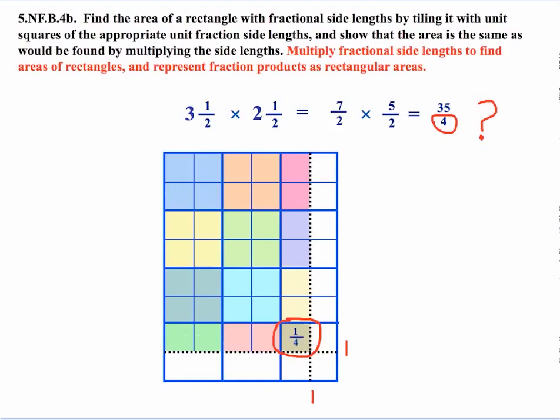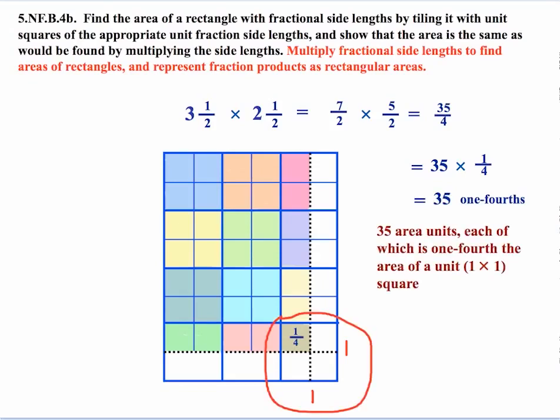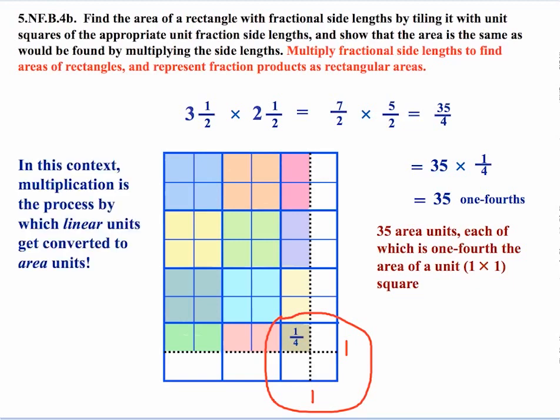Each one of those really small squares is 1/4 of a 1 by 1 square. And so if you count these up, we do have 35 1/4. So what the 35 really means, we have 35 area units, and each of those is 1/4 the area of our unit square, which would be, of course, 1 by 1. So in this context, multiplication is a process by which the linear units get converted to area units.